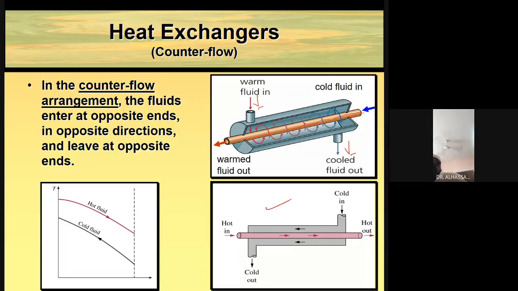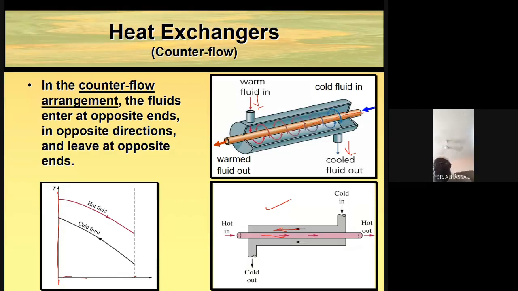If you look at this diagram, as this fluid is moving in this direction, the other fluid is moving in the opposite direction. This situation is what we refer to as the counter flow heat exchanger. And similarly, the temperature distribution for both the hot and cold fluid is this.